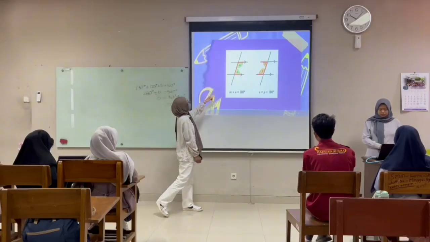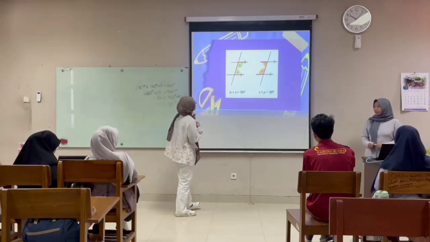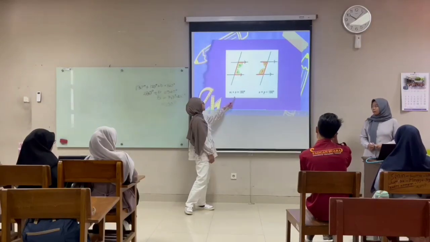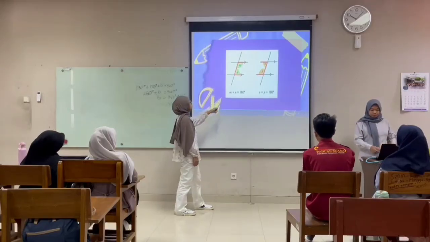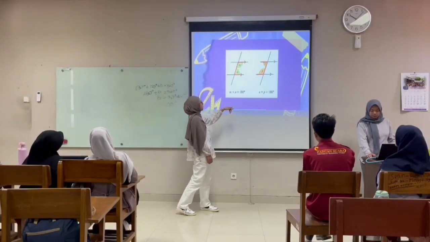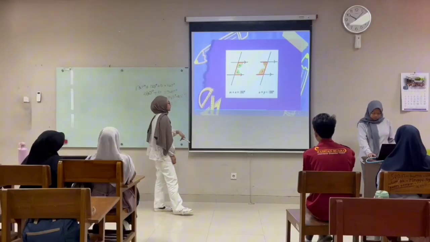So it's like cheese shape. M plus N is equal to 180 degrees, and O plus P is equal to 180 degrees.